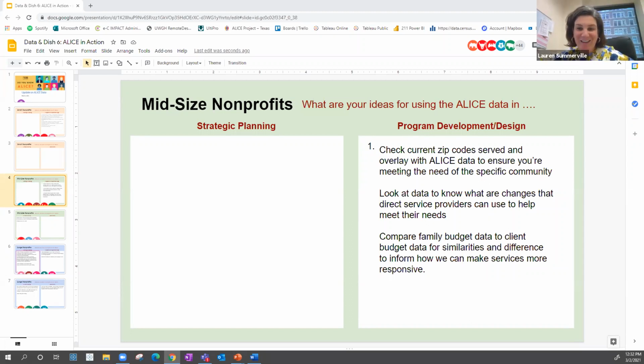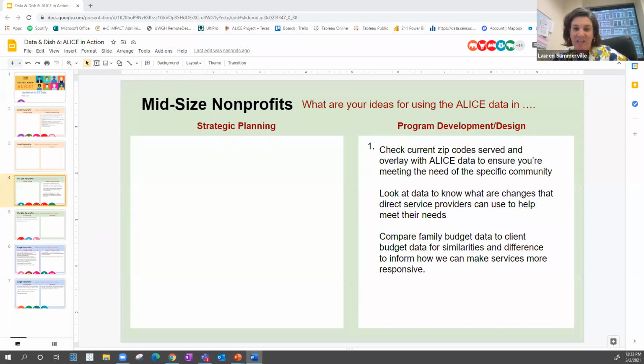Lauren Somerville, and we talked. So the strategic planning slide is admittedly blank, but our number one on program development, we felt worked both ways. That was to check current zip codes that you've served and overlay with Alice data to make sure that you're meeting the needs of that community. On the flip side, you could also take zip codes that you haven't served and start doing outreach in those communities to make sure, from a strategic standpoint, that the Alice population understands your services and what you're offering.